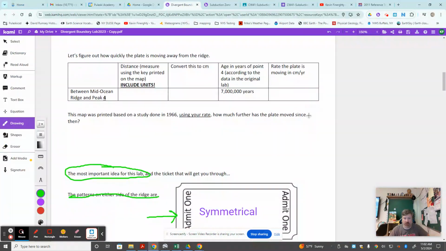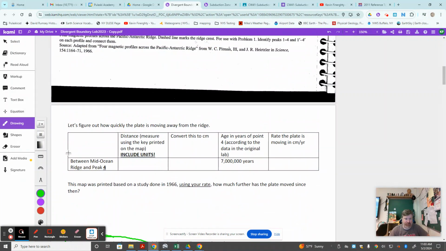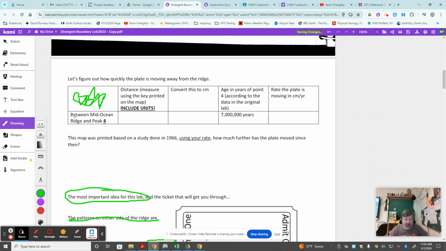All right, so your jobs, a bunch of questions that deal with symmetry, right? But first, there's nothing in this box that screwed people up. I should have colored that in. You're going to measure between the mid-ocean ridge and peak 4 a distance in kilometers. Then you're going to convert that to centimeters, and then we're going to get a rate of how fast that plate is moving in centimeters per year. And then this question will deal with that rate, saying, okay, if it's going that fast, how far has it gone since 1966? If I'm driving 60 miles an hour, how far can I go in X amount of time? It's just multiply it times that to figure it out.